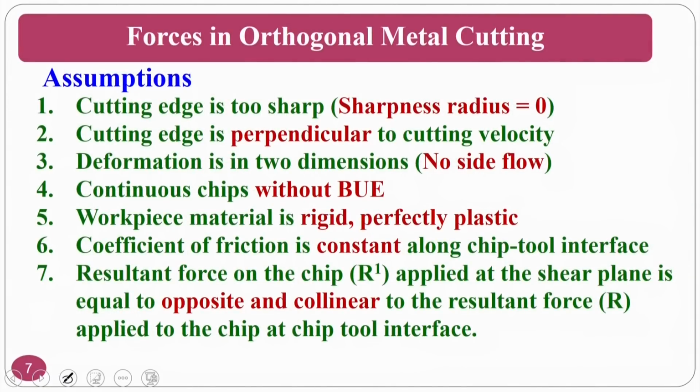So, to derive the Merchant circle relation, we make some assumptions to measure these forces. These assumptions are: the cutting edge is perfectly sharp, that means the sharpness radius is zero. Okay. Some people may have doubt about what this sharpness radius is. Some people understand that sharpness radius is nothing but the nose radius, but there is a slight deviation between the sharpness radius and the nose radius. Okay. As I already explained, normally if you see a three-dimensional tool, it looks like this.